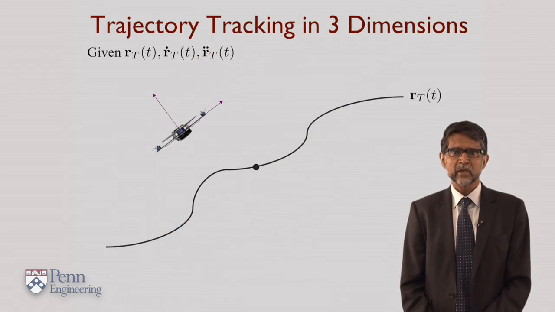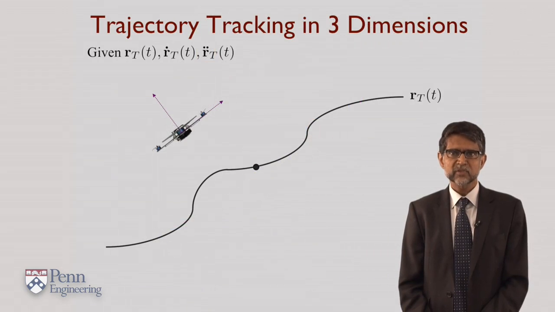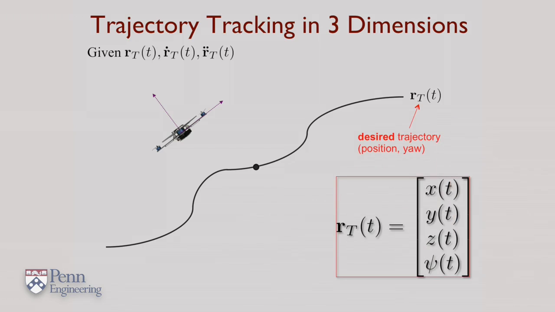What we'd like to do is to track arbitrarily specified trajectories in 3 dimensions. We assume we're given a trajectory, but this trajectory now consists of a position vector that varies as a function of time and the yaw angle, which varies as a function of time as well. We want this 4-dimensional vector to be differentiable, and we want to be able to obtain not only its derivative but also its second derivative.